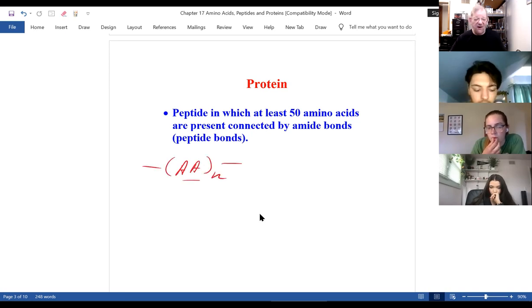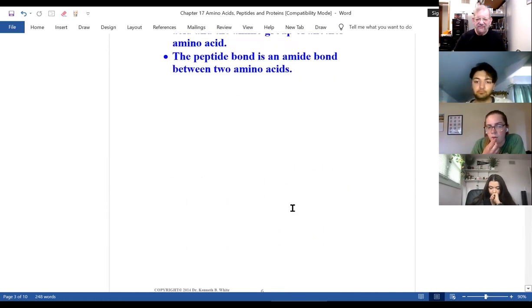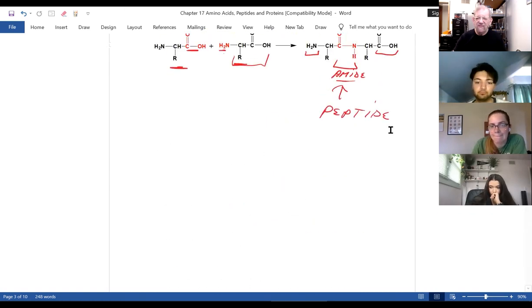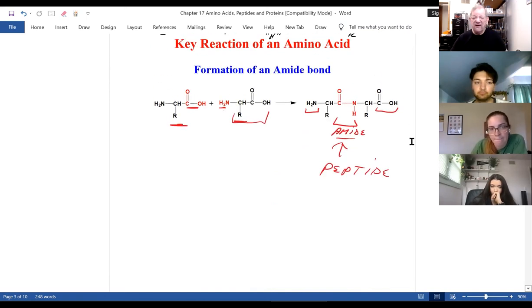Yes, and they can all be different or similar, and that's what we call a protein. So if I were to take this diamino acid and react this side and this side, so you have a total of 50 of these units in there, that would be a protein. Now it's time for Dr. White to scare you.